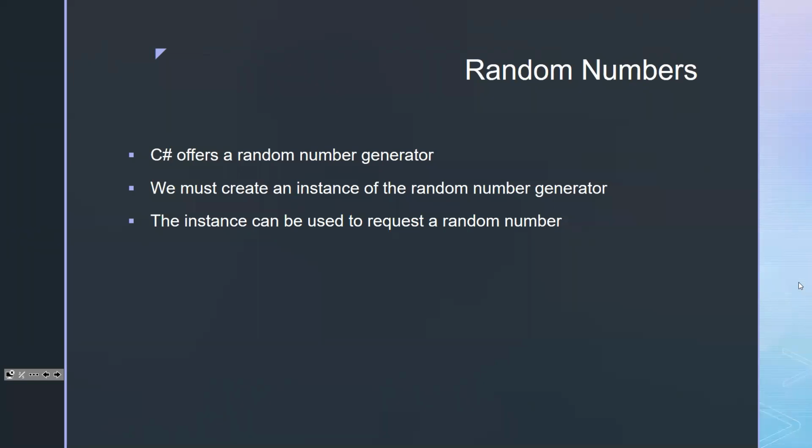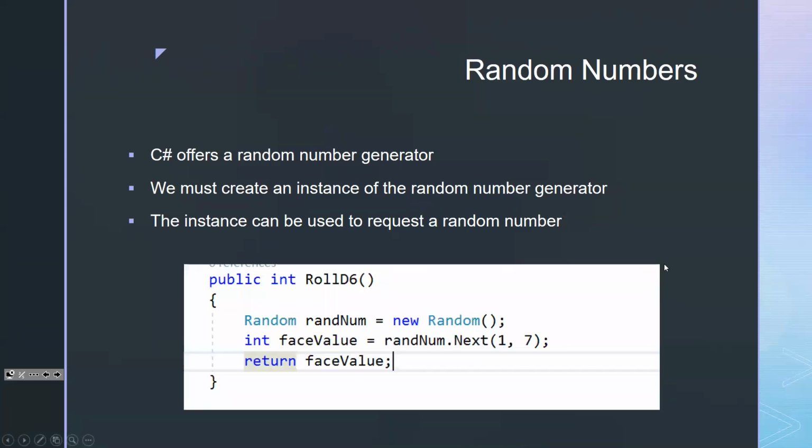Okay, so random numbers. We have a random number generator from C#, that class. And the way it works, we have to instantiate an instance of the random number generator, and then we use that instance to request our random number. For example, we might have code like this.